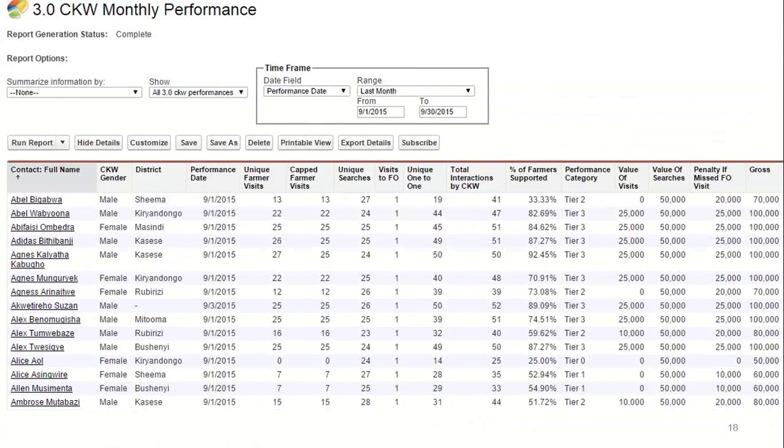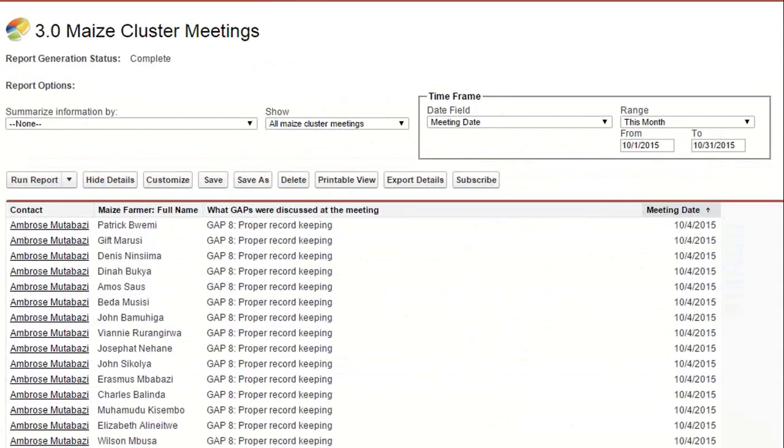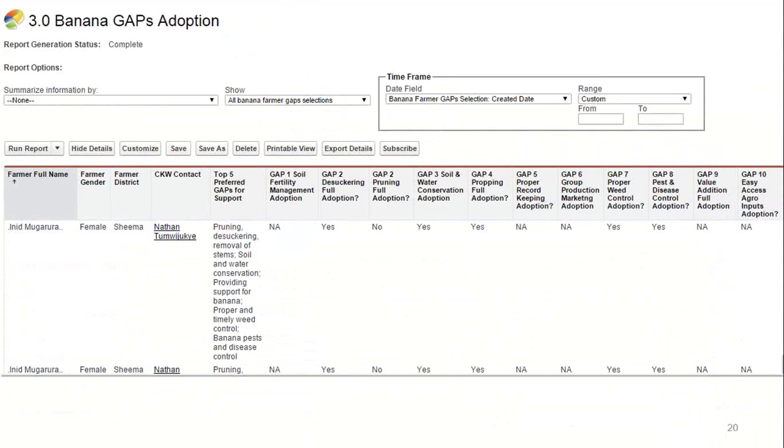And there's another one as well, looking at the farmer cluster we discussed. And most importantly for us is the GAP, the Good Agricultural Practices adoption. So we can look at any farmer and their CKW and see what they wanted to be supported on and what they've actually adopted or not adopted, where it's relevant to them. So it's been an incredibly successful engagement for our program.